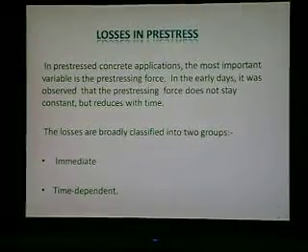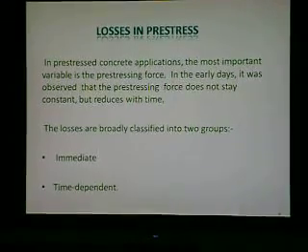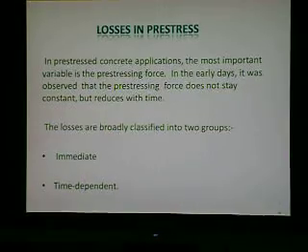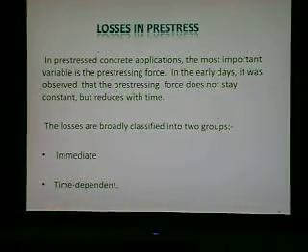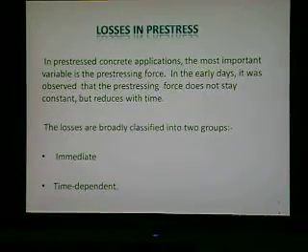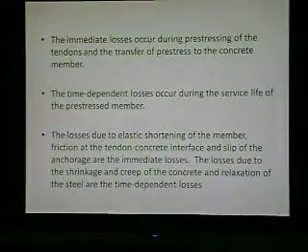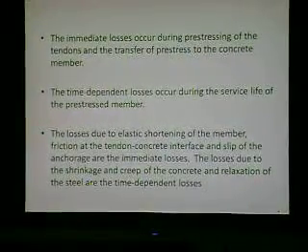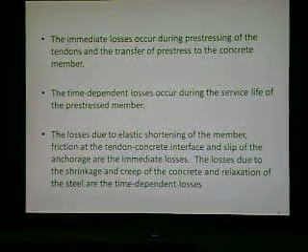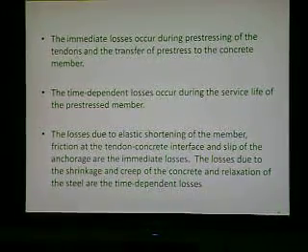Losses in pre-stress. In pre-stressed concrete applications, the most important variable is the pre-stressing force. In the early days, it was observed that the pre-stressing force does not stay constant but reduces with time. The losses are broadly classified into two groups: immediate, time dependent. The immediate losses occur during the pre-stressing of the tendons and the transfer of pre-stress to the concrete member. The time-dependent losses occur during the service life of the pre-stressed member.